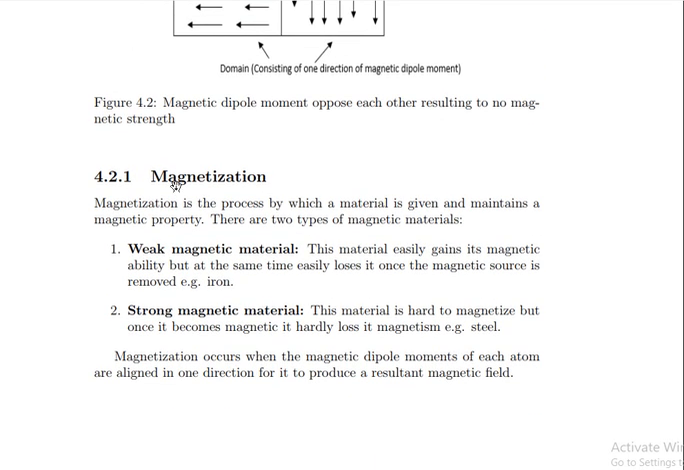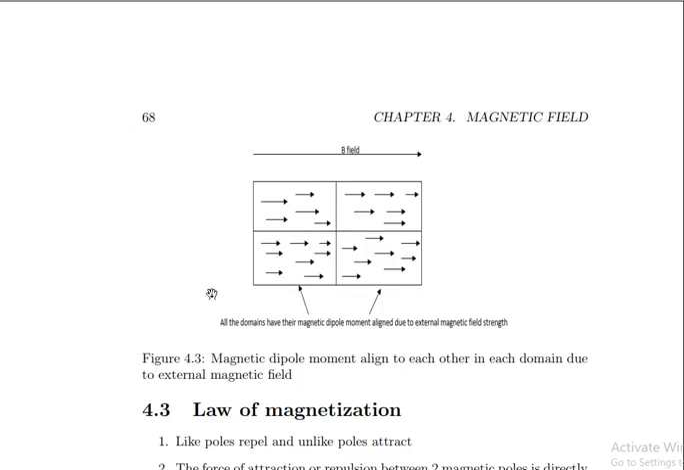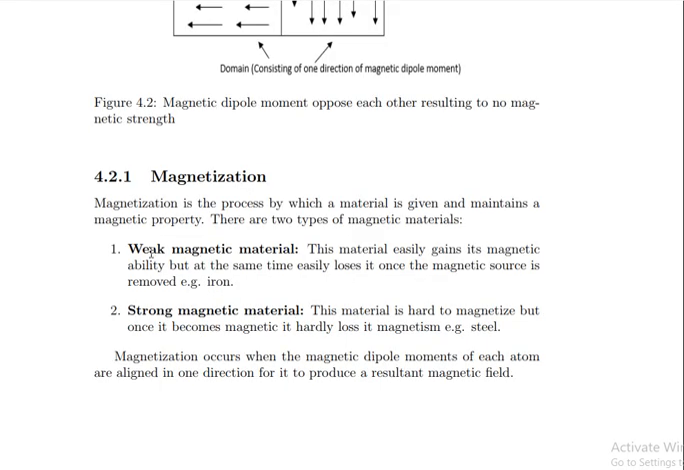Now, upon magnetization, what is magnetization? Magnetization is a process whereby a material is given and it maintains its magnetic property. So now we have two magnetic materials. We have weak magnetic materials and we have strong magnetic materials. Weak magnetic materials are materials which can easily gain their magnetism and also easily lose their magnetism. Example, iron. We also have copper.